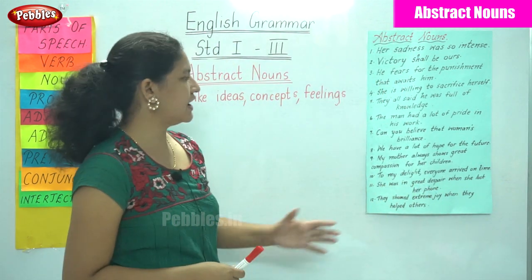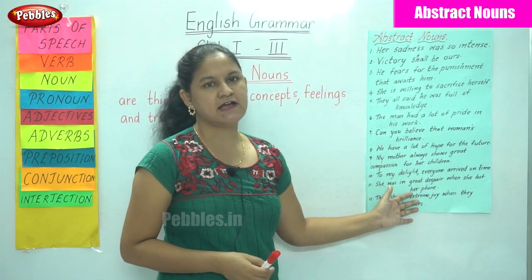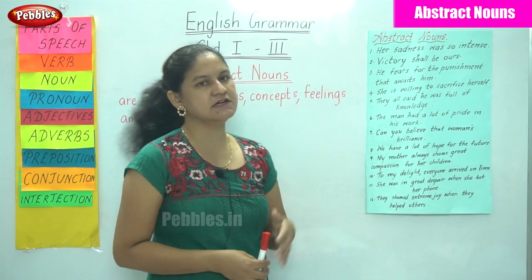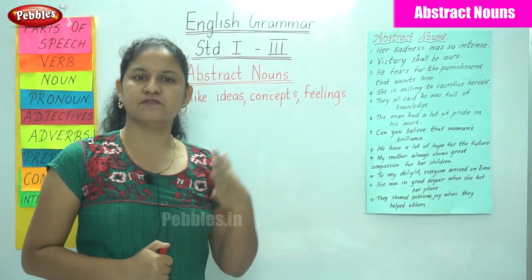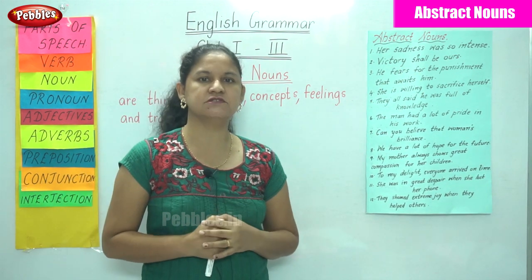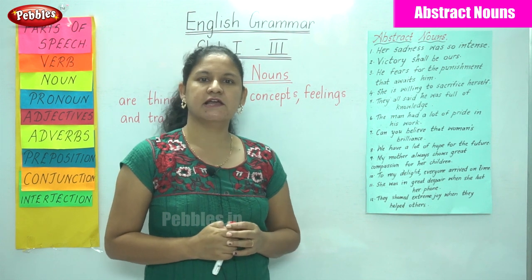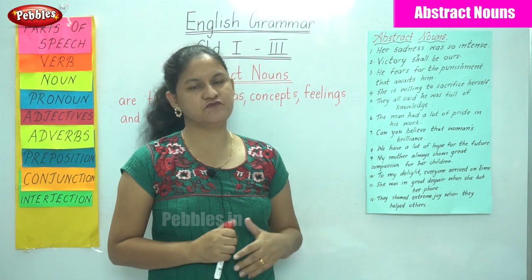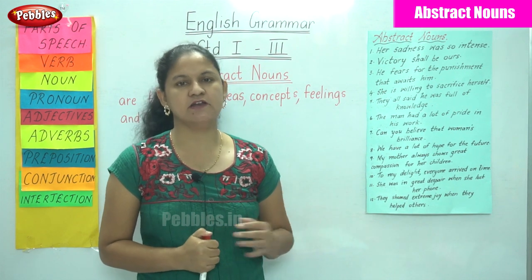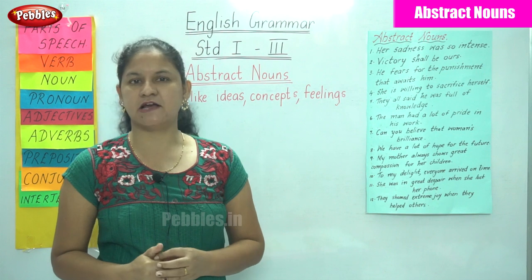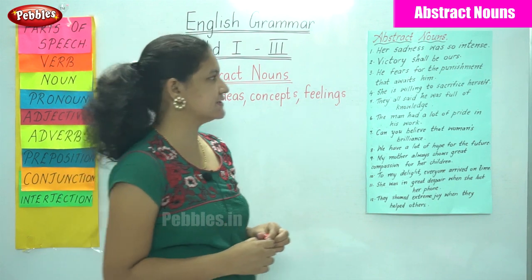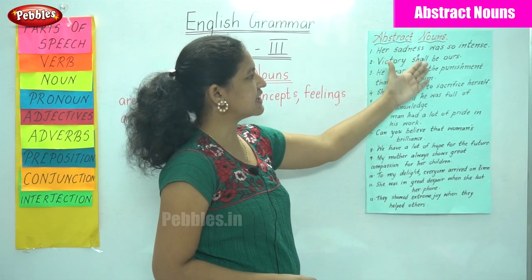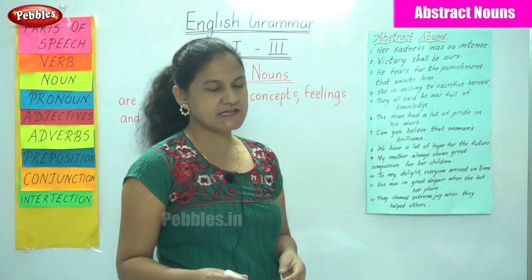Now we have a small exercise and we are going to circle the abstract nouns in the sentences. As I've already told, abstract nouns are nouns that cannot be seen or touched but can be felt. So let us underline or circle the abstract nouns in the following sentences. The first sentence: her sadness was so intense.